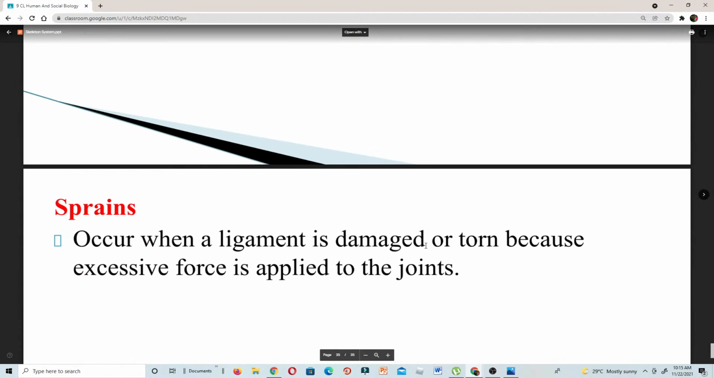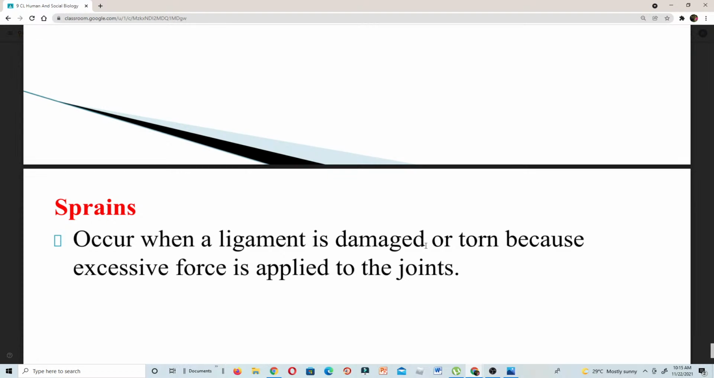Then definitely we have sprains. This occurs when a ligament is damaged or torn because excessive force is applied to the joint. So that can happen in physical contact sports, for example football, NFL, basketball, any of those sports where persons' bodies contact or collide with each other, then that can cause a sprain. So the ligament would be damaged, torn, or have a slight tear in it.